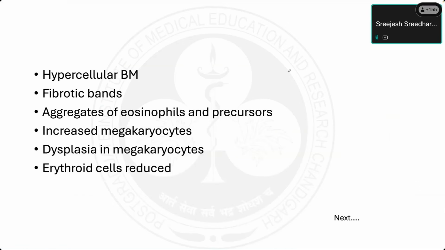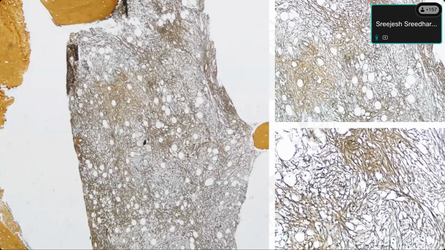So this is a hypercellular marrow. There are fibrotic bands. There are aggregates of eosinophils and precursors. Megakaryocytes are increased. There is dysplasia in the megakaryocytes, and the erythroid cells are reduced. This is the reticulin stain, which highlights the diffuse fibrosis. With fragments, there are strands with more fibrosis, but there is a diffuse fibrosis, right?